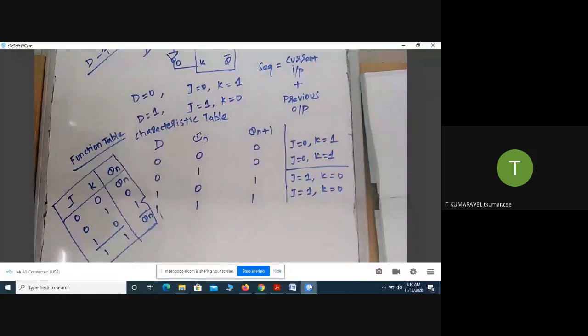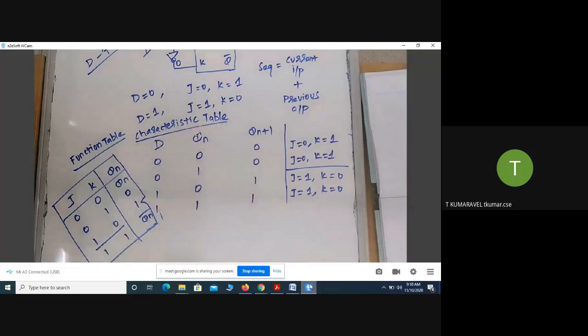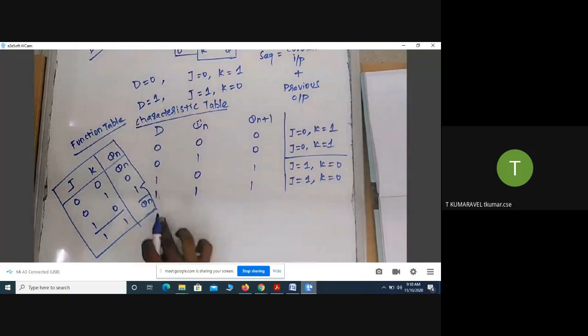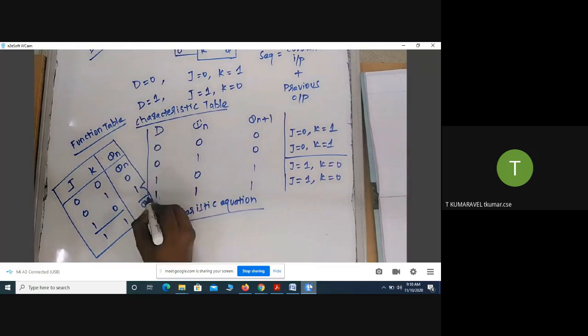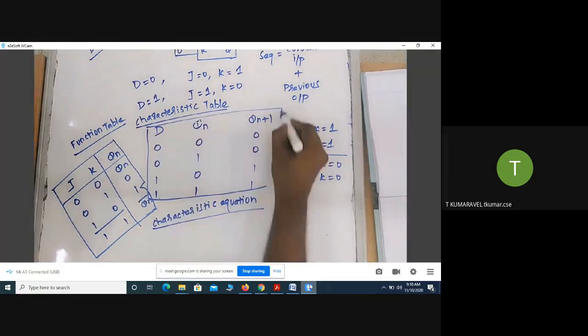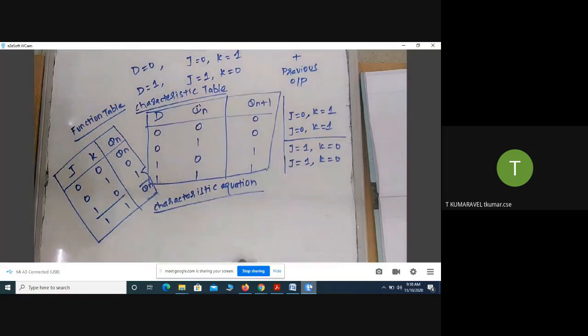Okay. So now what we are going to do? Once we successfully find out the characteristics table, what is the next thing? The next thing is called the characteristic equation. Okay. How do you do that? You want to minimize this function. If you do that, what happens? You will get one Boolean algebra expression. That Boolean algebra we call the characteristic equation.